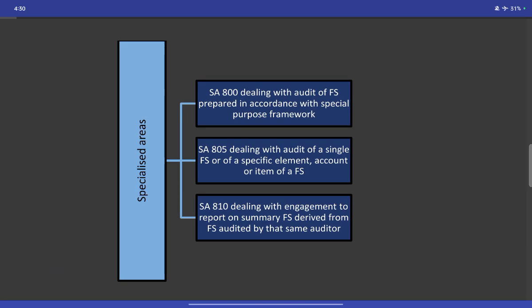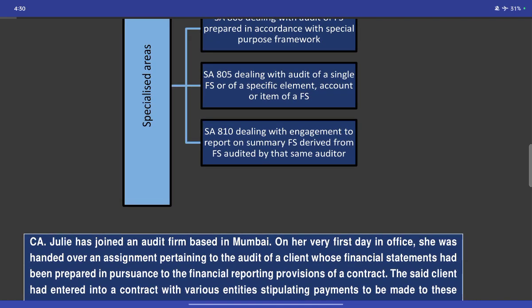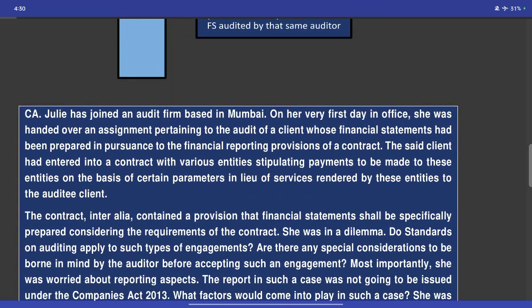In specialized areas, SA 800 details the audit of financial statements prepared in accordance with a special purpose framework. SA 805 deals with the audit of a single financial statement or a specific element, account or item of a financial statement. SA 810 deals with the engagement to report on a summary of the financial statements derived from the financial statements audited by the same auditor.